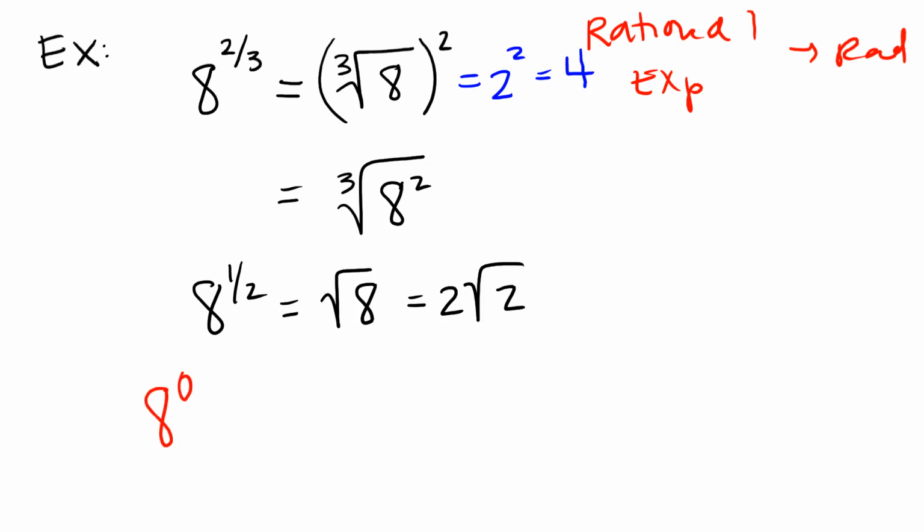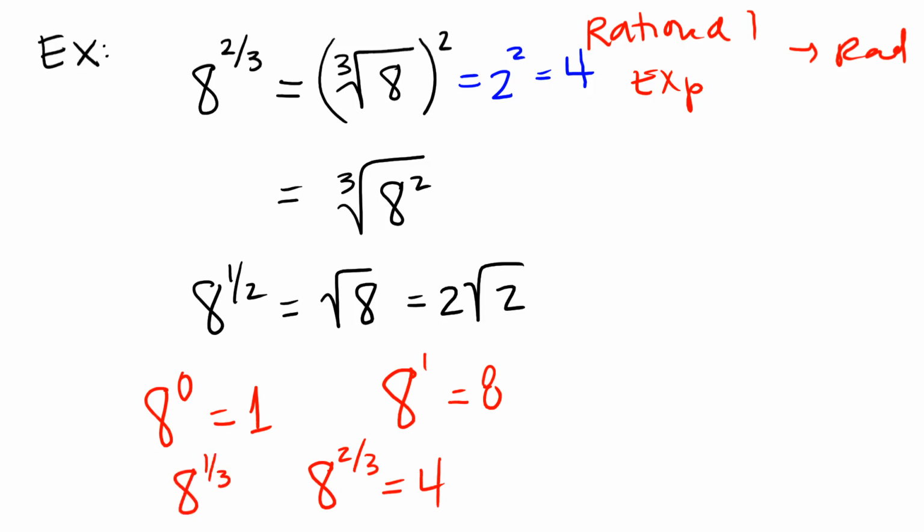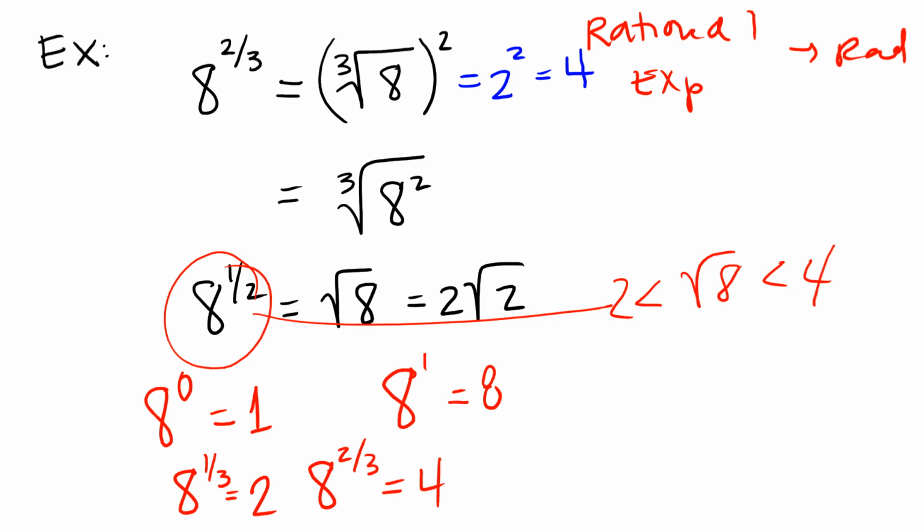8 to the 1/2 is somewhere between 8 to the 0, which is 1, and 8 to the 1, which is 8. So it's somewhere between those two. In fact, we know a little bit more because we know 8 to the 2/3 is equal to 4 because we just did that problem. And we could even say that 8 to the 1/3 is equal to 2, right? Because that's just the cube root. So 8 to the 1/2, whatever the square root of 8 is, is somewhere between 2 and 4. So let's say 3 point something. We don't know exactly what it is. So anyways, that's one way.